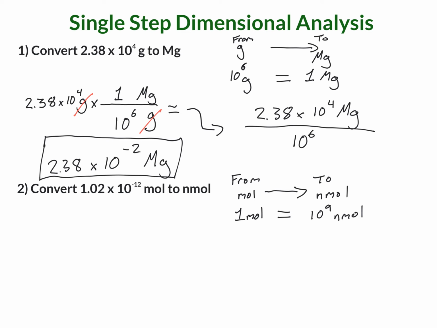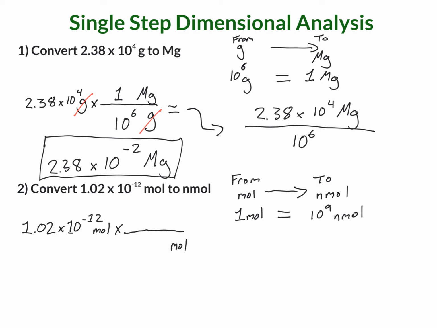We'll start off by writing out the number we're converting, which is 1.02 times 10 to the -12th moles. Always write out your unit. We multiply it by our factor. And again, we say, okay, I'm starting off with moles. I need units to cancel out. That must mean the mole goes down in the denominator.